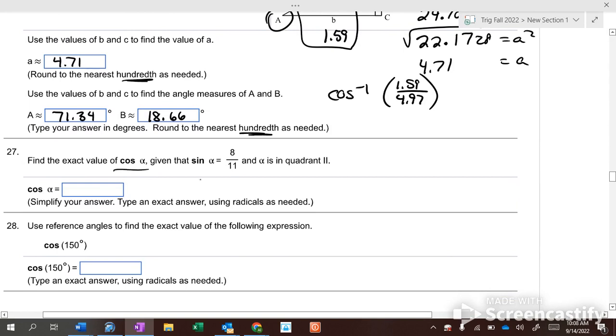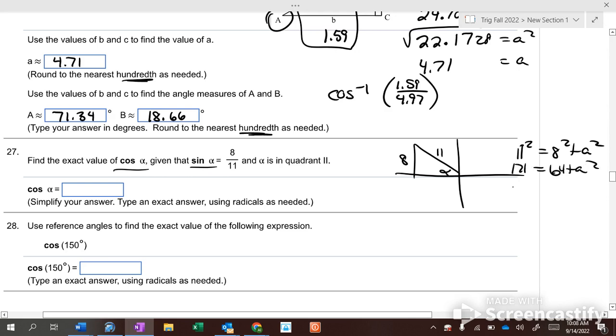All right. Find the exact value of cosine of alpha if the sine of alpha is 8/11, and we're in quadrant 2. So you draw it in quadrant 2. You draw sine as 8/11, because sine is opposite over hypotenuse. You do the Pythagorean Theorem. 11 squared equals 8 squared plus a squared. So 121 equals 64 plus a squared. Subtract 64. 57 equals a squared. Take the square root of 57. So it's the square root of 57 over 11.